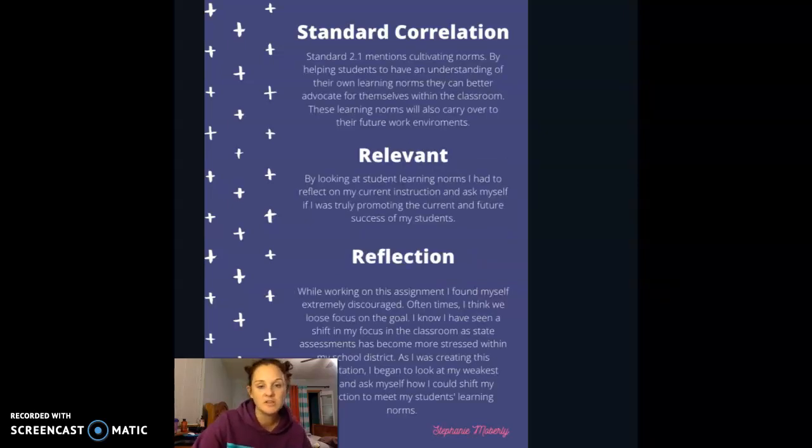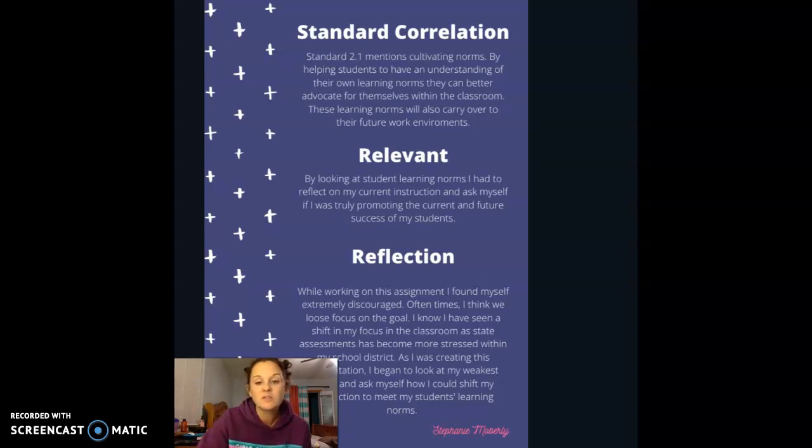Standard correlation. Standard 2.1 mentions cultivating norms. By helping students to have an understanding of their own learning norms, they can better advocate for themselves within the classroom. These learning norms will also carry over to their future work environment. I feel like if we take the time to teach our students these learning norms, they can help hold us as teachers accountable for meeting all of these. And then they're also going to be able to communicate and use that knowledge to the best of their ability in all levels of education.